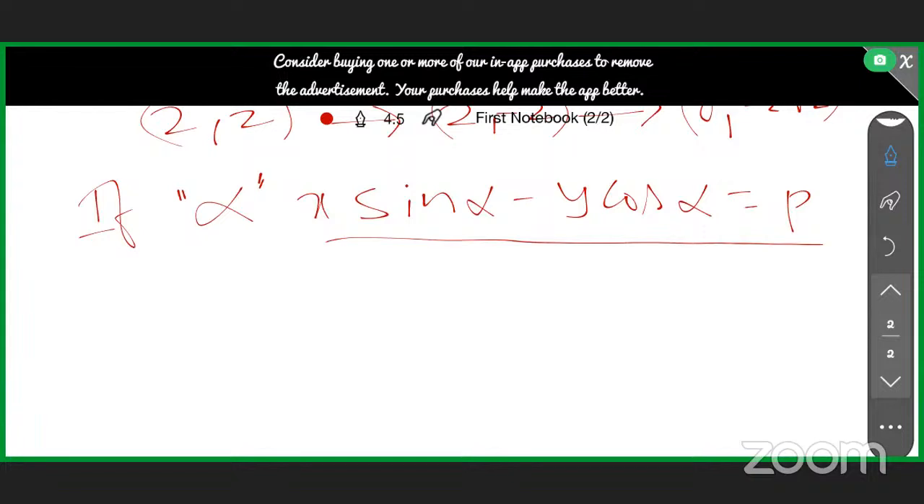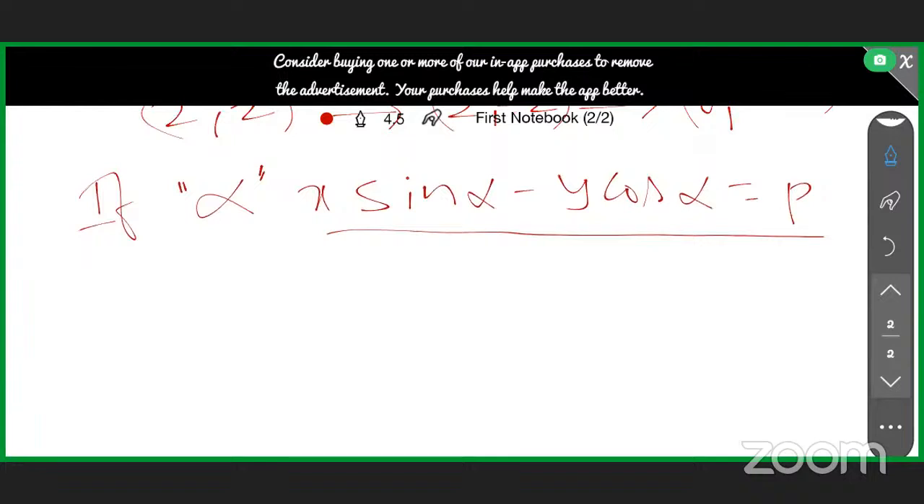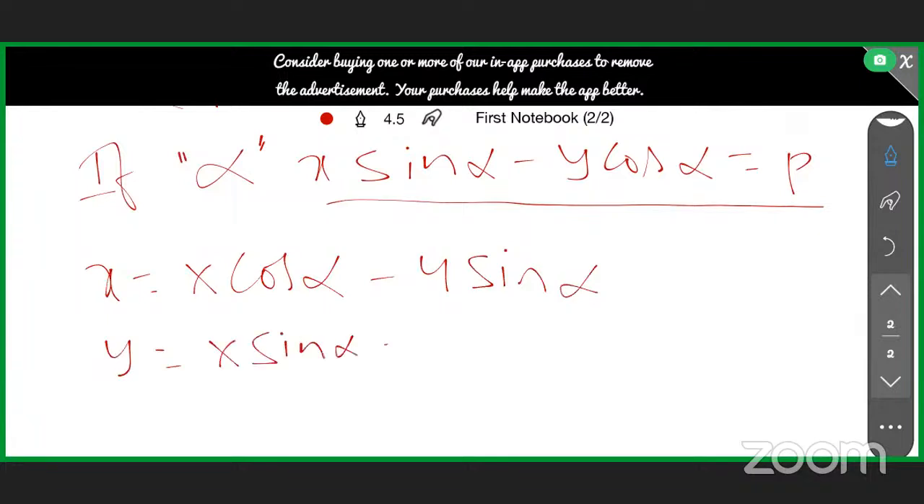Now, the general theorem number 4 is telling what? If the axes are rotated with an angle theta, then the new x coordinate will change into x cos theta minus y sin theta. Since the angle is alpha, it becomes x cos alpha minus y sin alpha, and y is equal to x sin alpha plus y cos alpha.